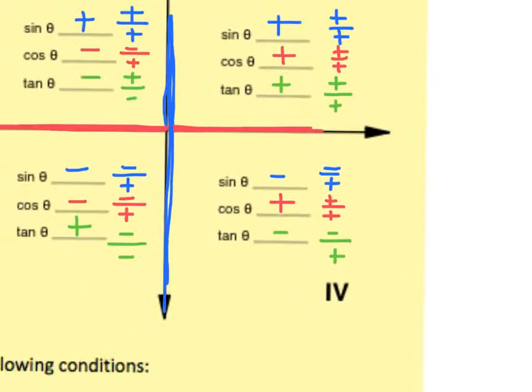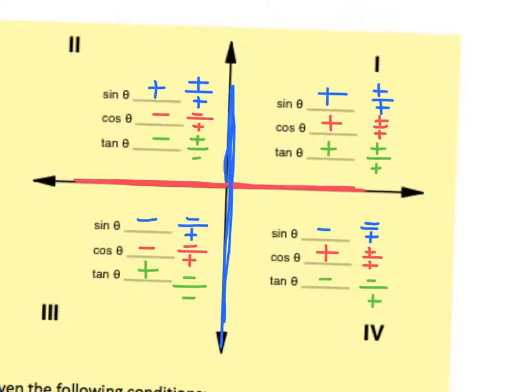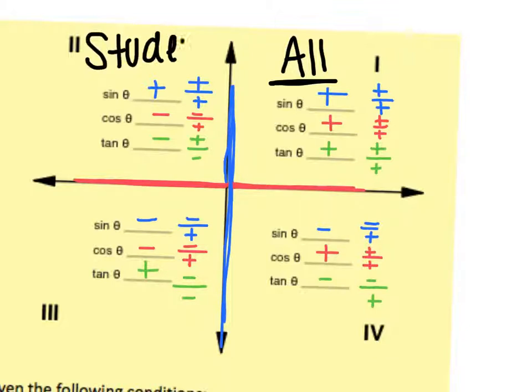Okay, so here's how I remember where things are positive. In the first quadrant, everything is positive, so I label this as all. Okay, everything is positive in the first quadrant. In the second quadrant, only sine is positive, so I'm going to assign S to the word students. So I'm making a little acronym for you. In the third quadrant, only tangent is positive, so I'm going to say take. So T represents tangent. All students take.